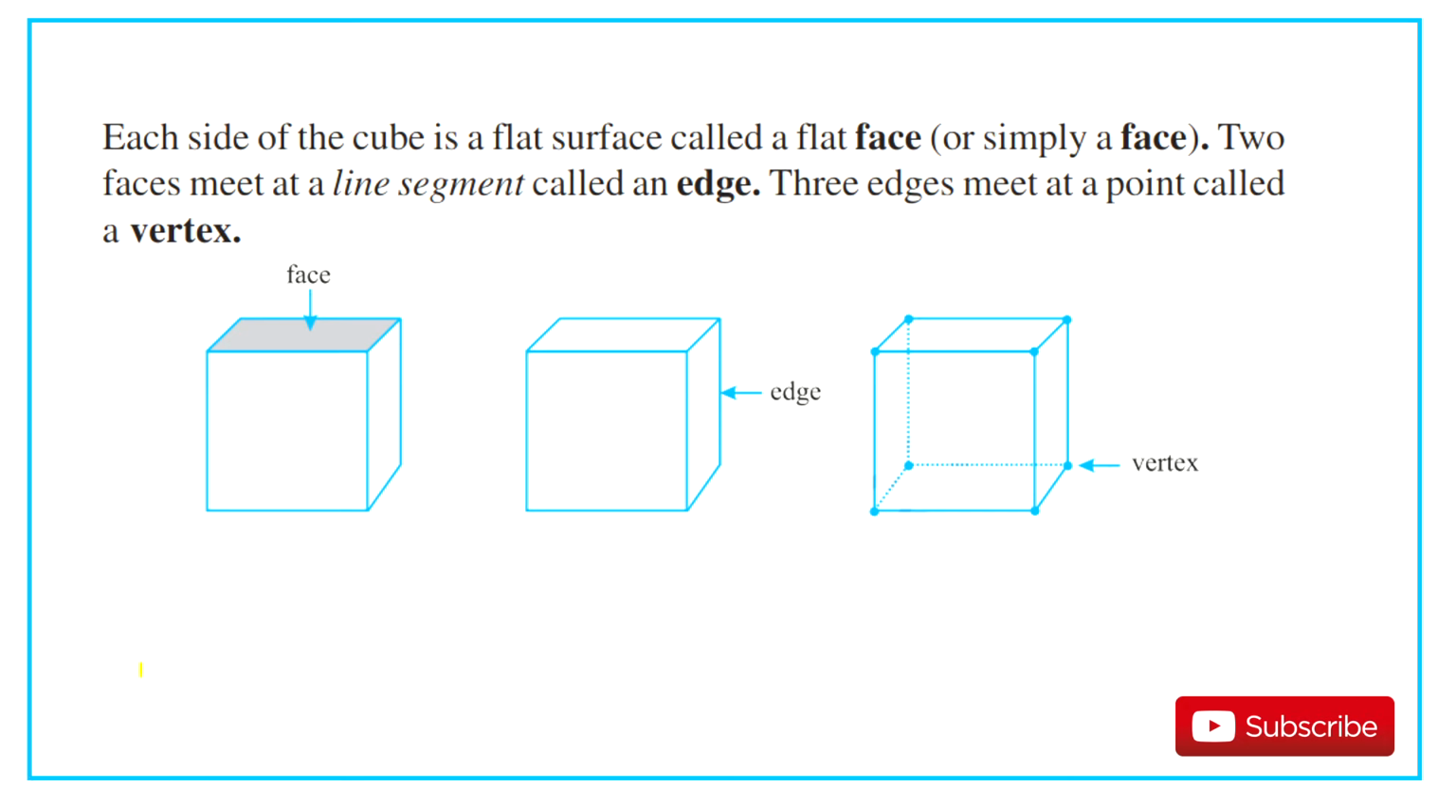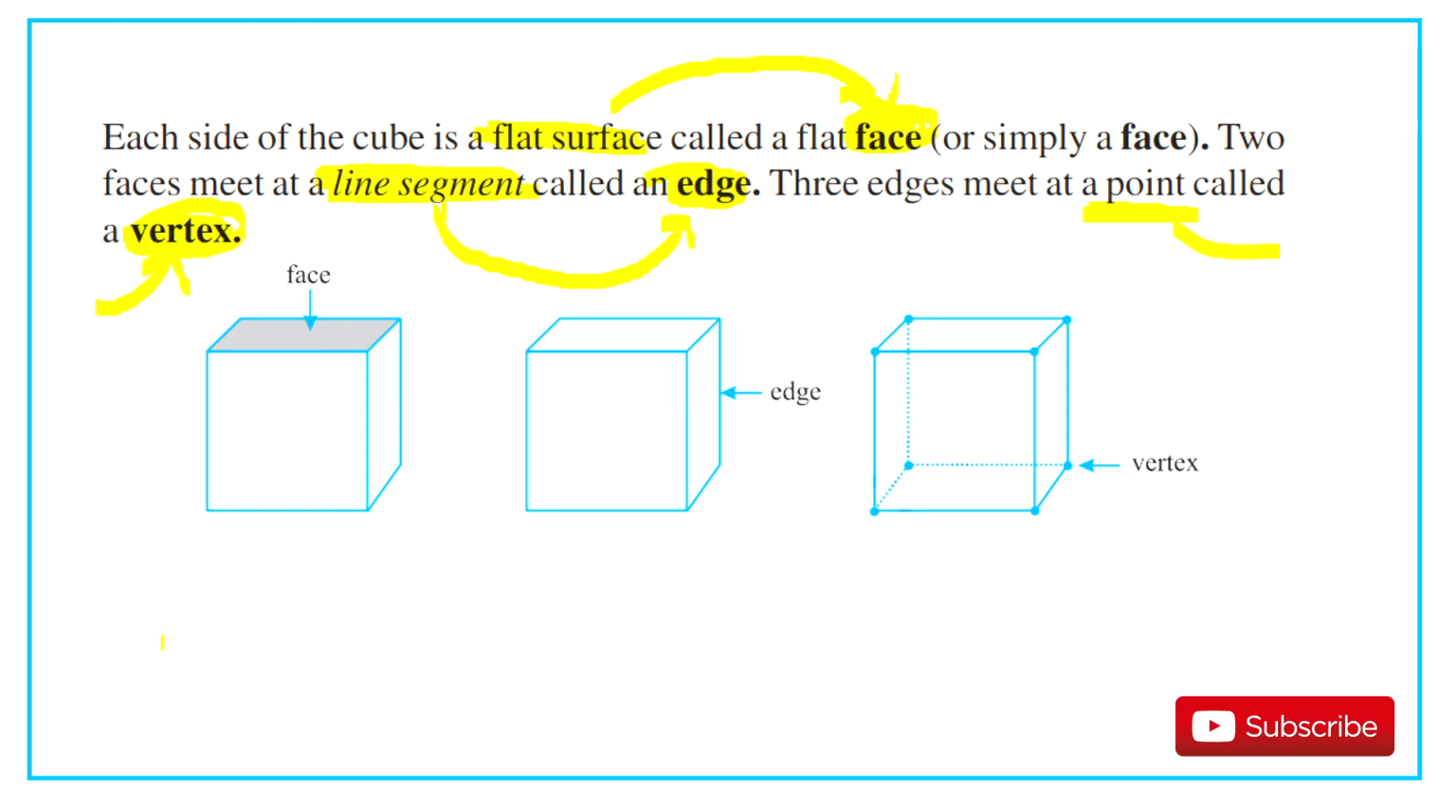Now, each side of the cube is a flat surface. Whatever is a flat surface, what do we call it? We call it a face. Any line segment, all the line segments, we call them edges. And three edges meet at a point called the vertex. Where these edges meet at a point, we call it a vertex.